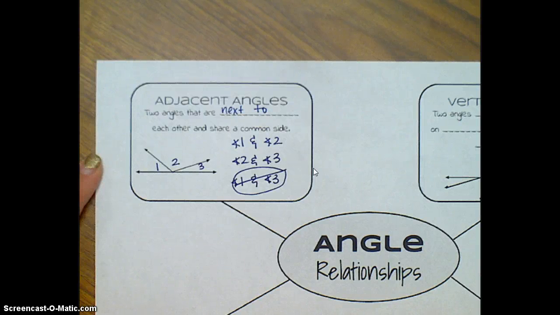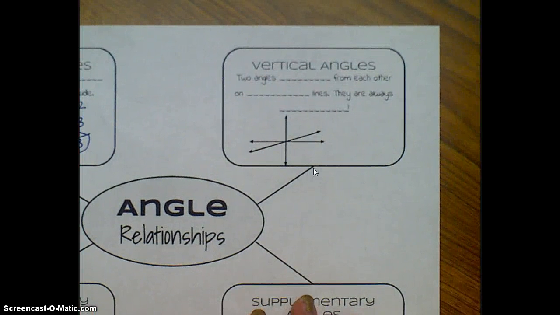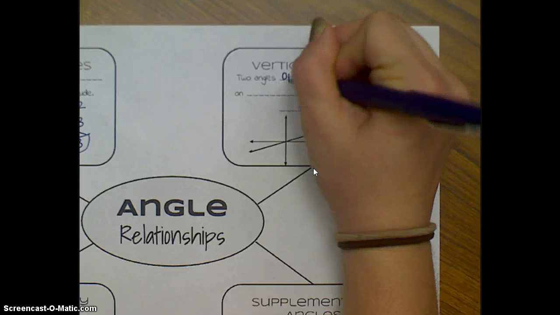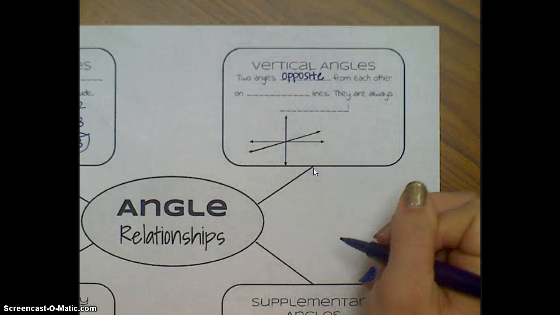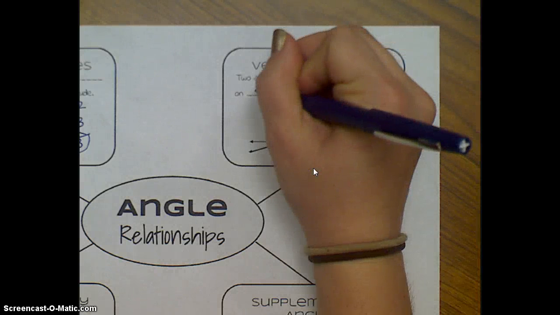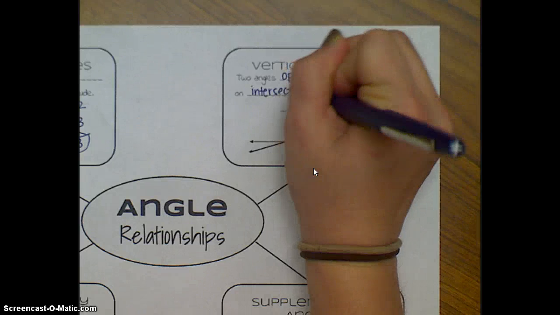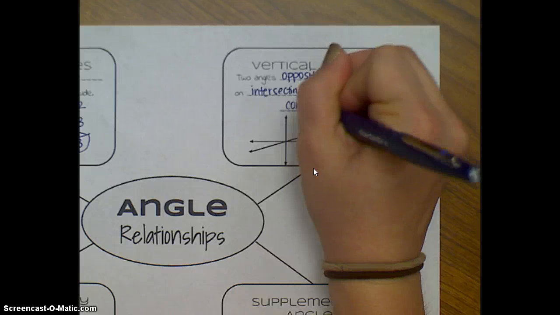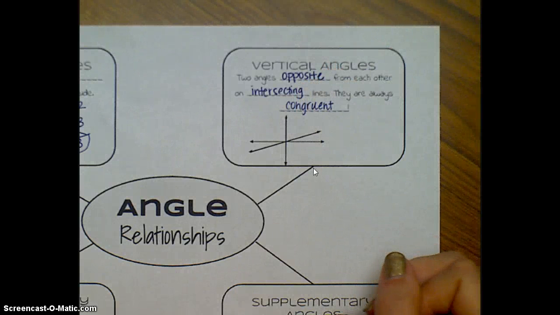Alright, our next set of angles that we are going to talk about are vertical angles. Vertical angles are two angles that are opposite from each other on intersecting lines, and they are always congruent. And just as a reminder, congruent means equivalent.